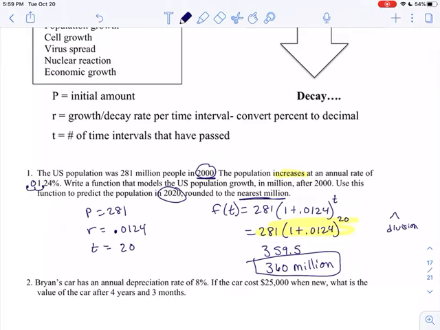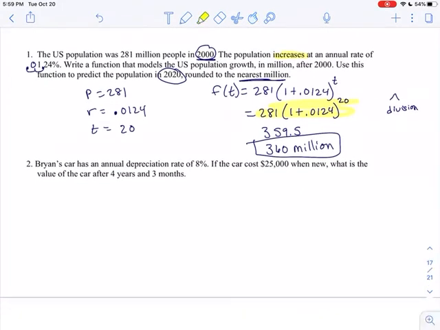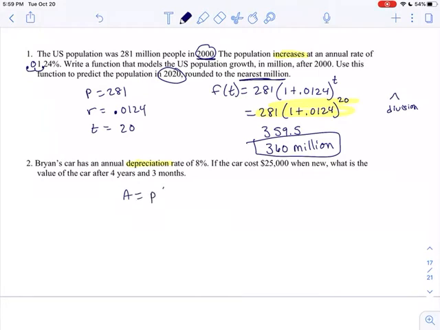Okay, so you're just using those formulas. You got the growth formula, the decay formula. They're really similar to each other, and you're plugging in all the information that you know. All right, Brian's car has an annual depreciation. All right, so I'm depreciating it. I'm talking about decay. So I'm going to use A equals P times 1 minus R to the T. The rate is 8%, so my rate is 0.08. I need to change that. If the car costs $25,000 when new, that's my P.